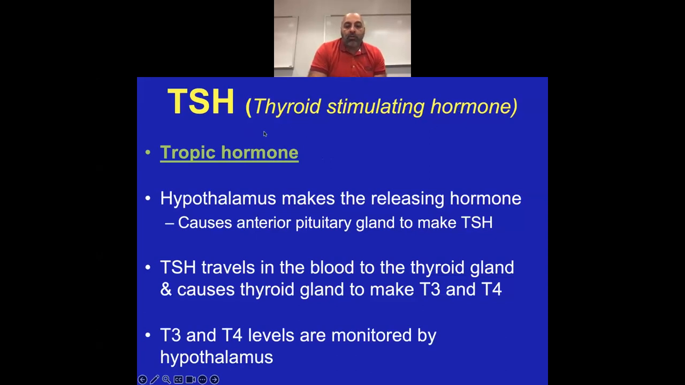TSH, so thyroid stimulating hormone. So hypothalamus will make the releasing hormone. That will travel to the pituitary. The pituitary will make TSH. That'll go to the thyroid. Thyroid will make T3, T4. When T3, T4 levels get high enough, hypothalamus shuts down, pituitary shuts down, thyroid shuts down. As levels drop, hypothalamus will turn back on, release the releasing hormone. The pituitary will turn on, release the stimulating hormone. Thyroid will turn on, and levels will come back up.